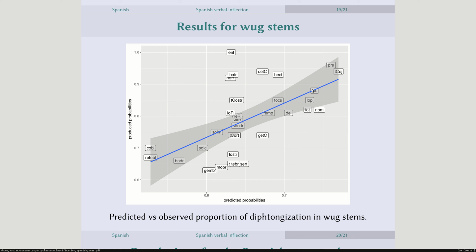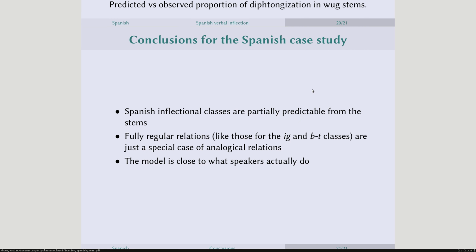What this shows is basically the model is doing something similar to what speakers are actually doing. It's not perfect by any means. There is some information which is missed by the model, but it's more or less following speakers' intuitions. Now, the conclusions of this case study: Spanish inflection classes are partially predictable from the stem. Fully regular relations like the IG and BT classes are just a special case of analogical relations, and the model is actually very close to what speakers do. And that's it for this case study.